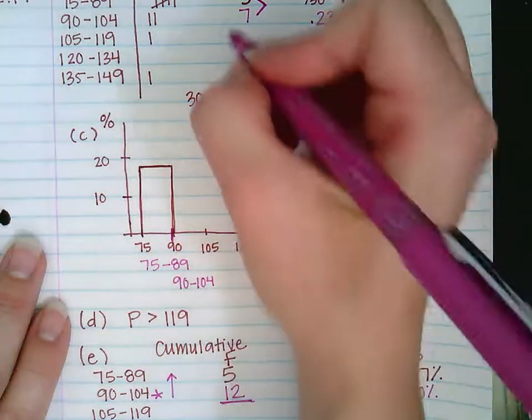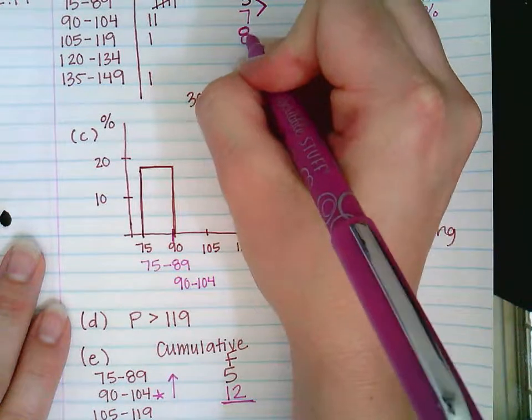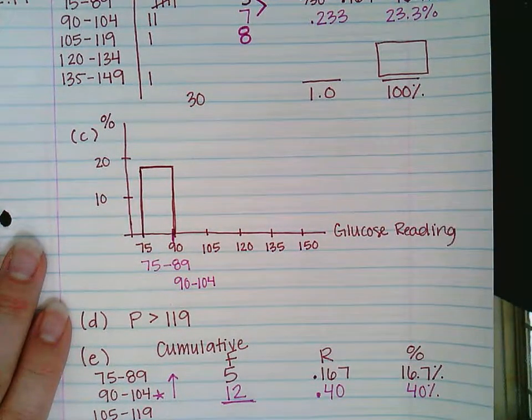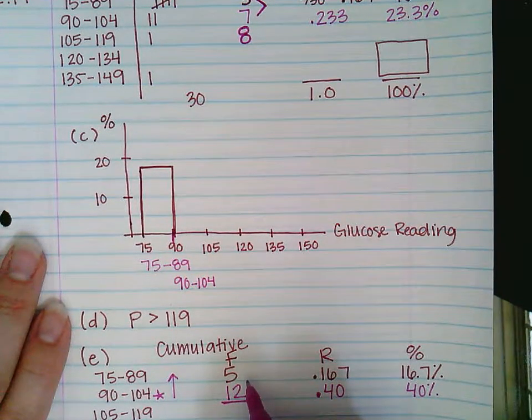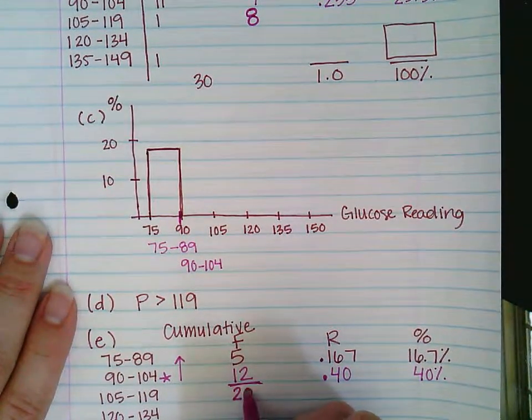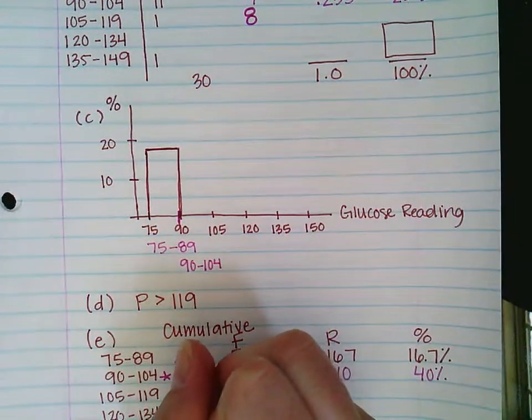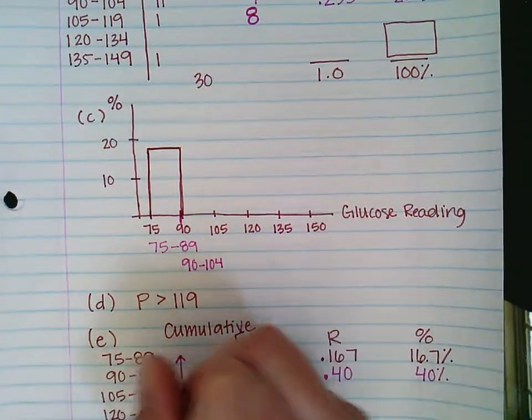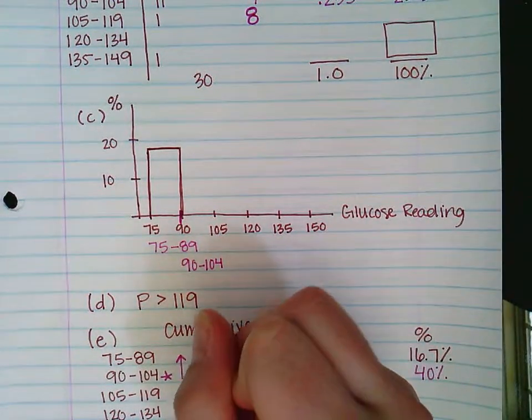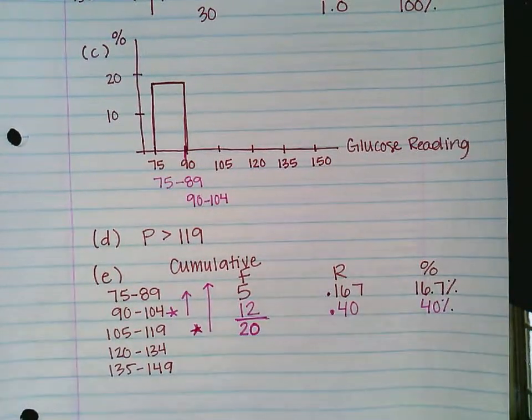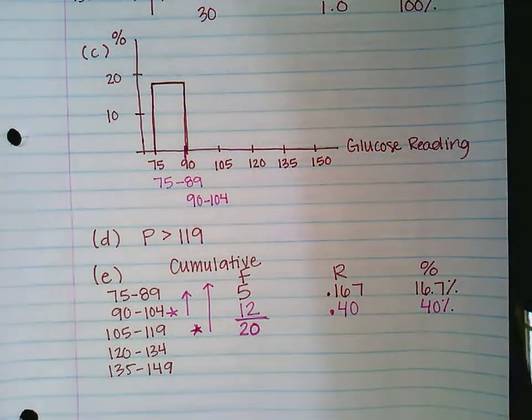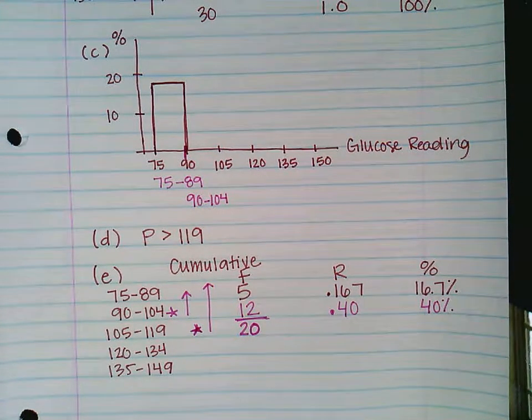I'll give you one more, reward you for watching this video. So if the next frequency is 8, that means the next cumulative frequency would be 12 plus 8 gives me 20, because 20 people have a glucose, males have this glucose level of 119 or less. And so that's what the difference is between the cumulative frequency chart and the regular frequency chart. Cumulative means up to this point, how many people are at this level or less.